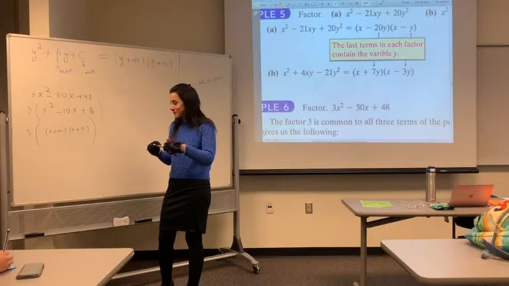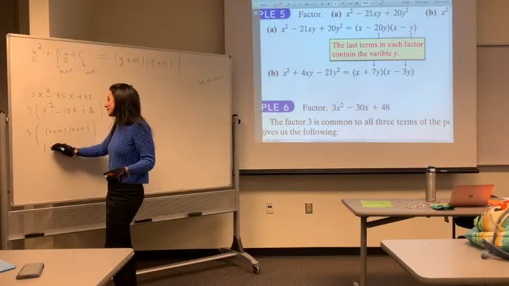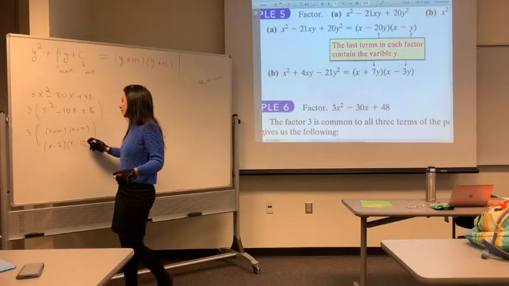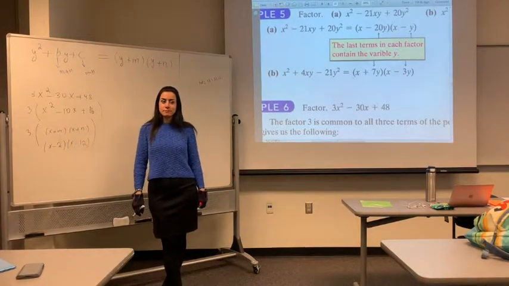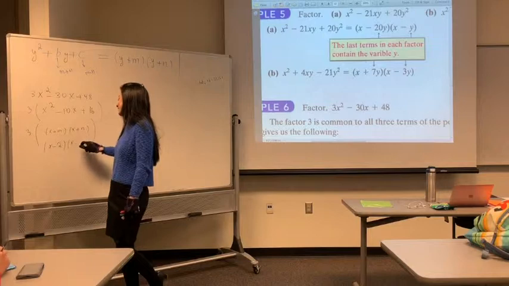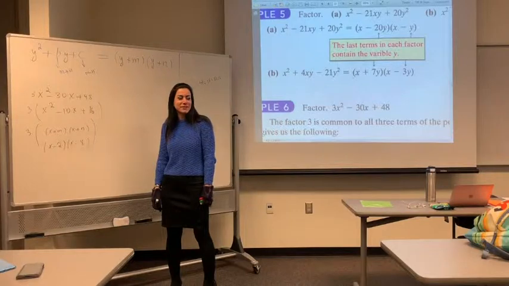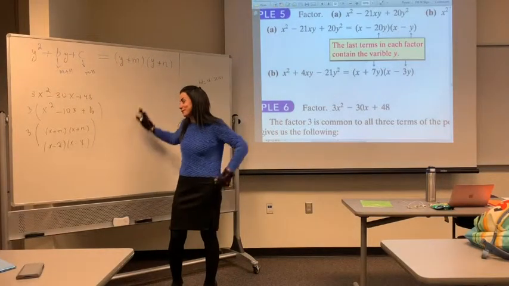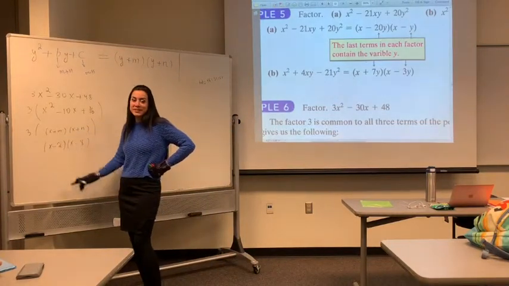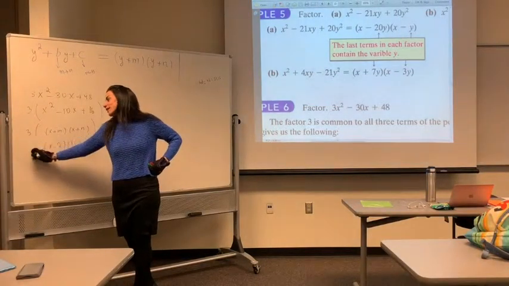Negative what? Negative 8 and negative 2. So, x minus 2, x minus 8, right? You said 8? Okay. I heard 12. So we have this, right? Yes. So don't forget this one.